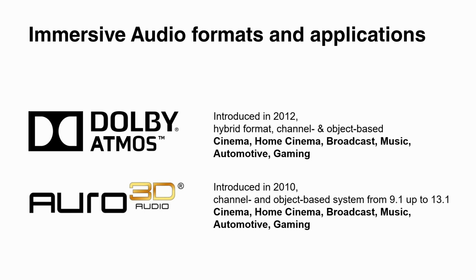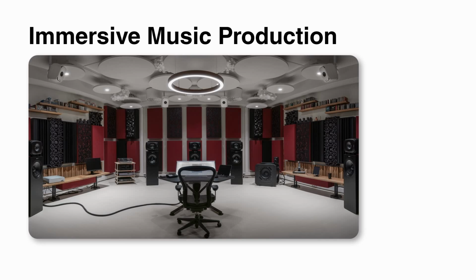Auro 3D is very well received in cinemas and home cinemas. You can find it in broadcast, gaming, automotive, but also in the music creation world, as it also offers high sample rates of up to 96 kHz. The format also allows the traditional mastering process. A lot of people use Auro 3D to capture real sound, for instance, in a nice sounding orchestra hall or in a church, because there are microphone setups that can accommodate Auro 3D.